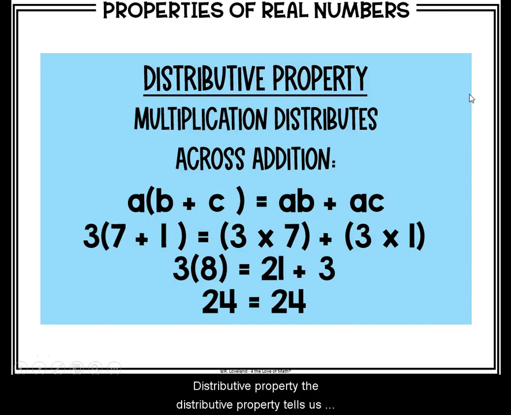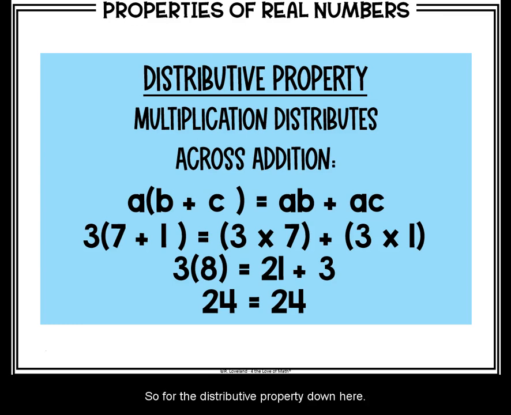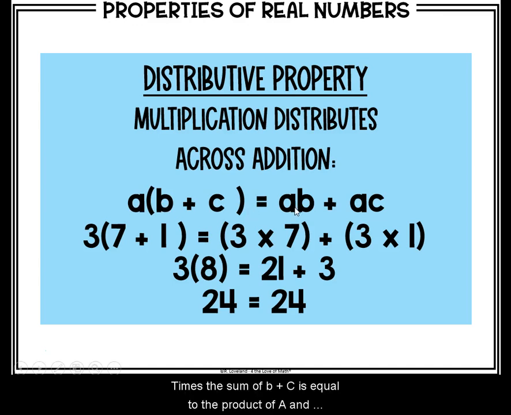Going on to the distributive property, it tells us that multiplication distributes across addition. So for the distributive property down here, we have a times the sum of b plus c is equal to the product of a and b plus the product of a and c. Looking at it with actual values, if we have 3 on the outside, 3 times the sum of 7 plus 1 is equal to 3 times 7, the product of 3 and 7, plus 3 times 1, the product of 3 and 1. 3 times 8 would give us 24. 21 plus 3 would give us 24. We can do this because of the distributive property.